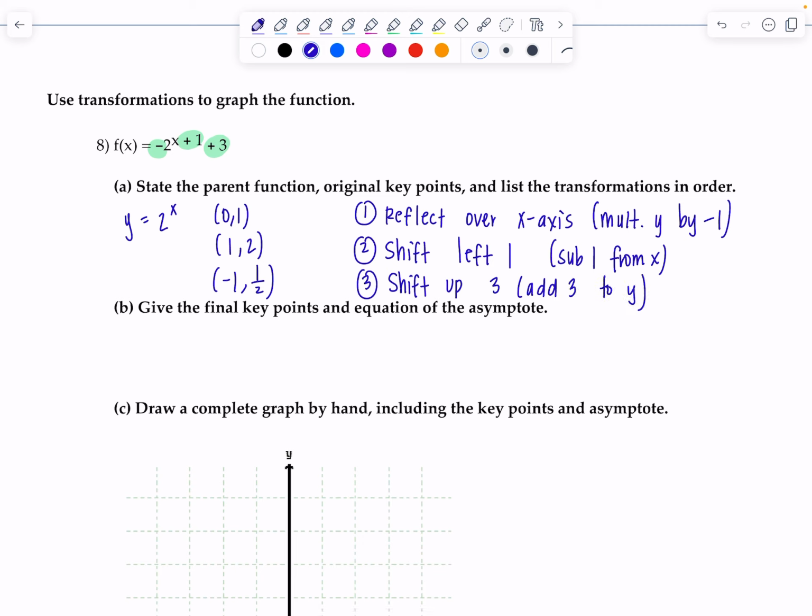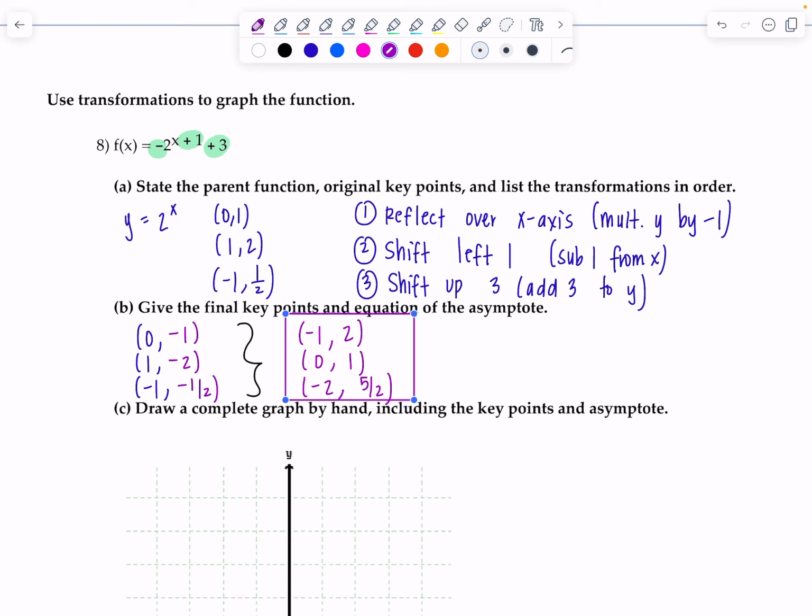Okay, so now we're going to give the final key points. Let me do the first transformation by itself. I'm going to multiply all the y values by -1, so they'll become 0, -1, 1, -2, and -1, -1/2. And then I'll take care of the last two transformations at the same time. We can subtract 1 from x, so it'll be -1, 0, -2. And then add 3 to the y value, so this will be 2, 1. -1/2 plus 3 is 2.5 or 5/2. Those are the final key points that we're going to graph.